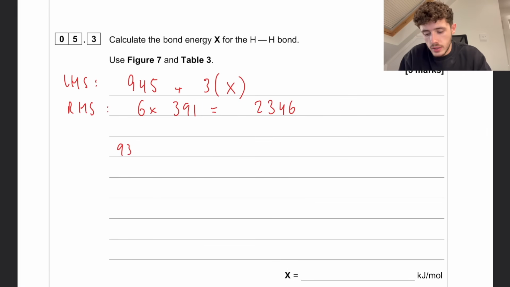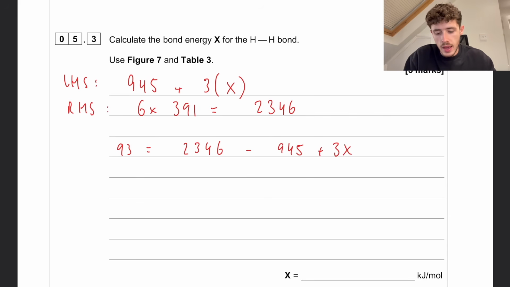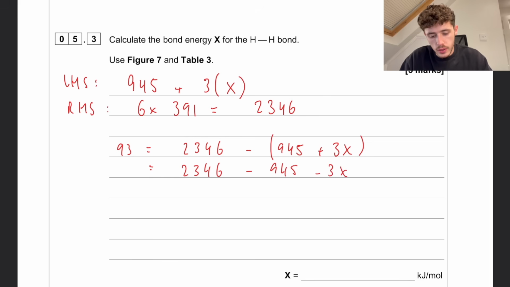And then what we're told is the difference between those two numbers is the 93. So we can say that 93 is equal to 2346 minus (945 plus 3x). And then we just solve it like an equation. So we can first of all work out what 2346 minus 945 is. And it's important to keep this right-hand side in a bracket, because if we were to expand that out, it's technically 945 minus 3x. So now we can carry on with this equation. And if we do 2346 minus 945, we put that in the calculator and we get 1401 minus 3x.